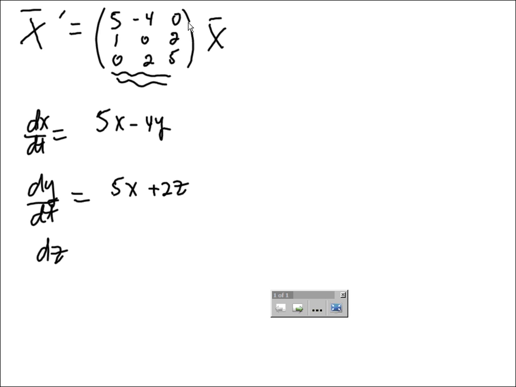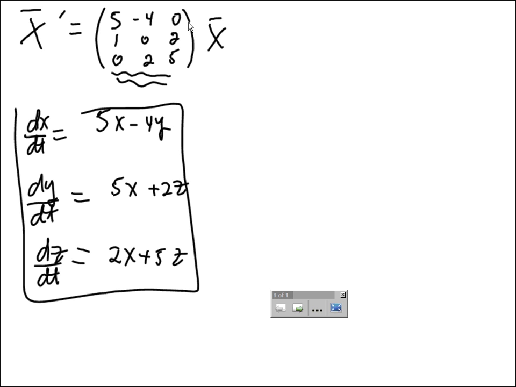And the third row corresponds to dz/dt is 0x's, so I won't write it, plus 2y's plus 5z's. Okay, if you were given this, it really means this. Solve for X. Remember, big X is little x, little y, little z.